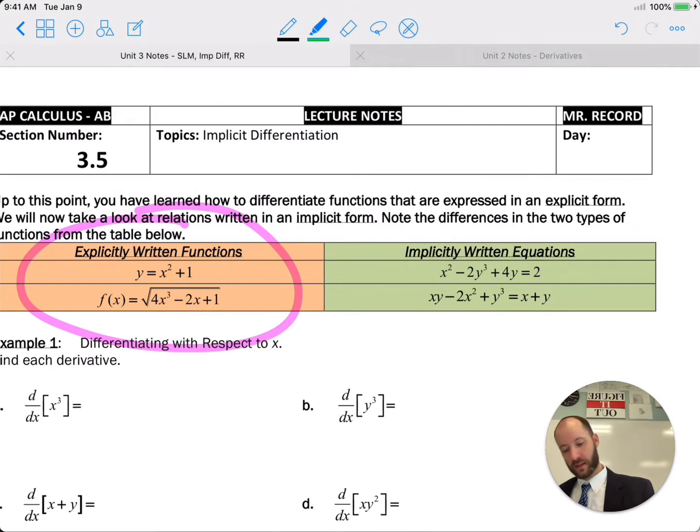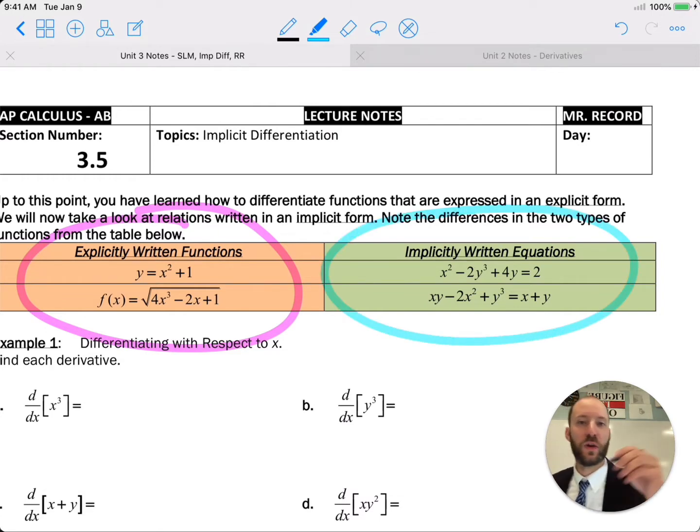Implicitly written functions, or equations, are all kind of mixed up. X's and y's together, usually on the same side of the equation, interacting with each other. The equations aren't solved for y. So we want to have a way to take the derivative of those also.